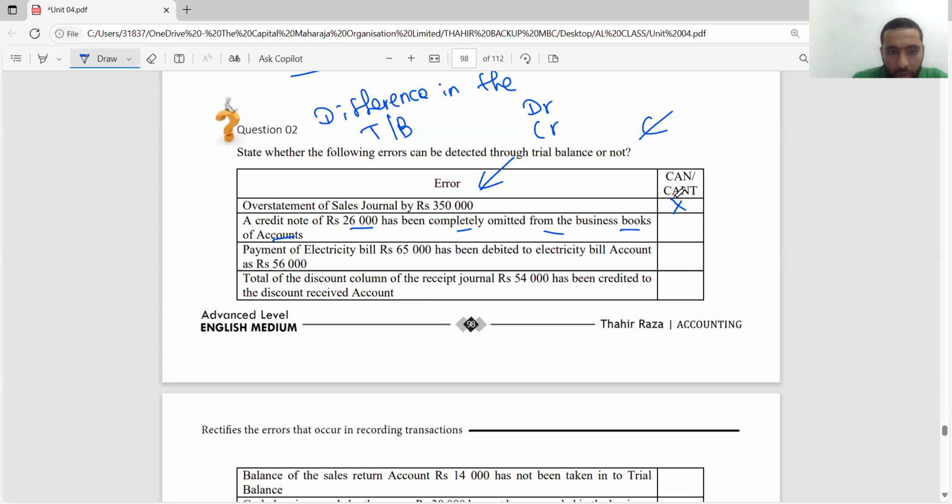Okay, so the credit note is completely omitted. How does the double entry go for a credit note? Sales return is debit and debtor is credit. Right, so this also you can't detect.